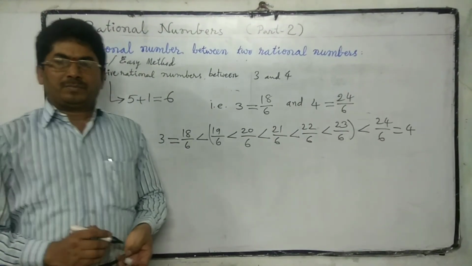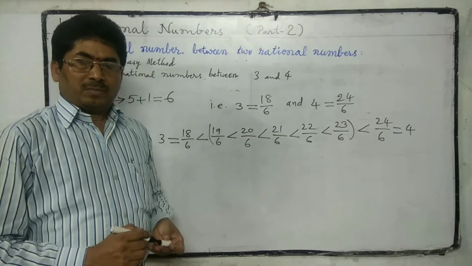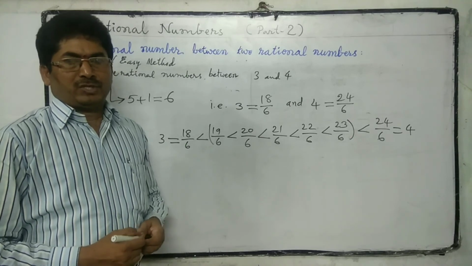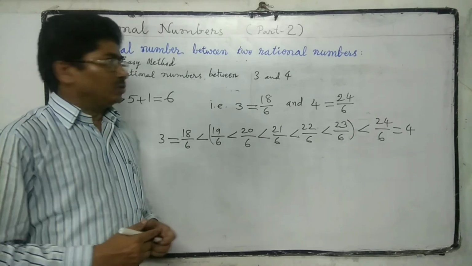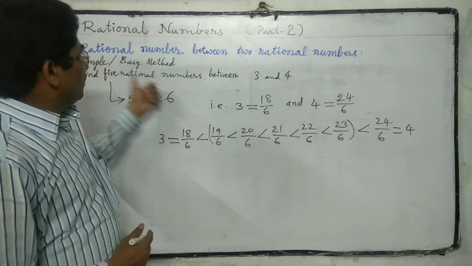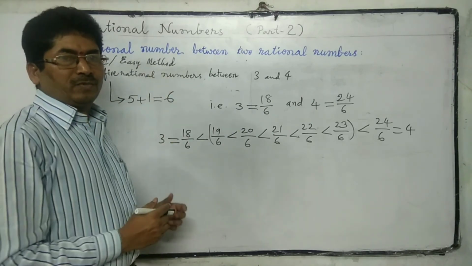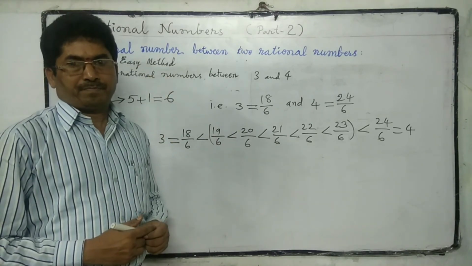We can write infinitely many rational numbers between any two rational numbers using this simple method within a single step.